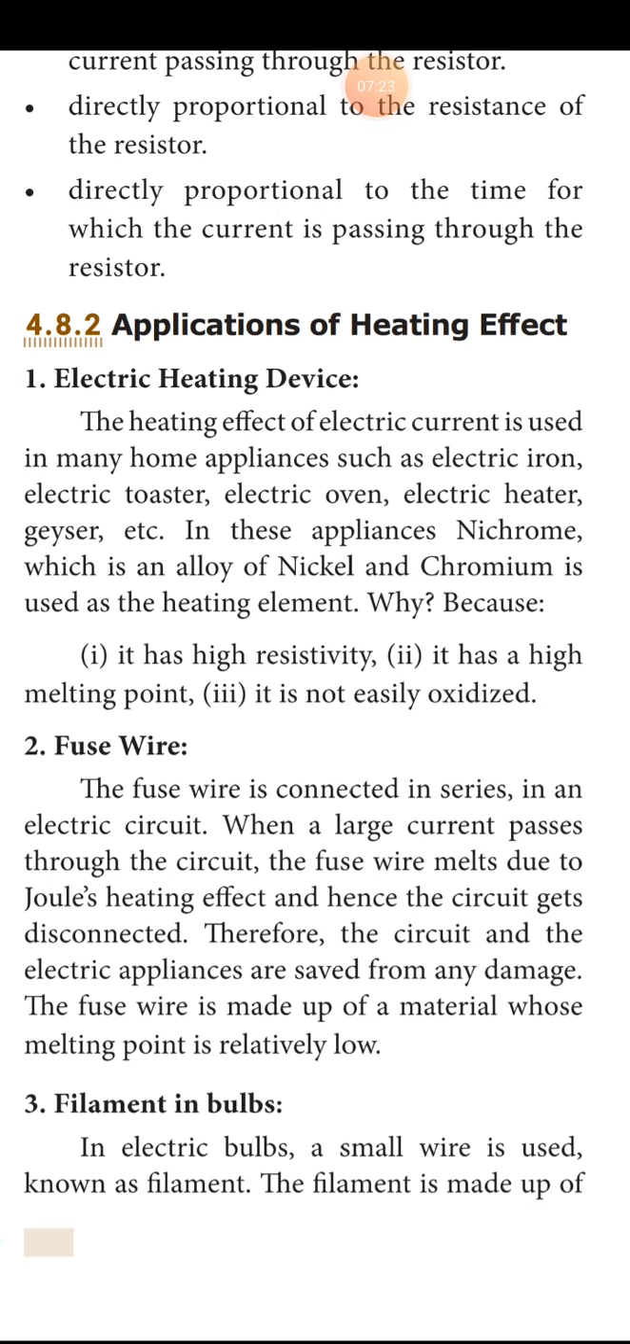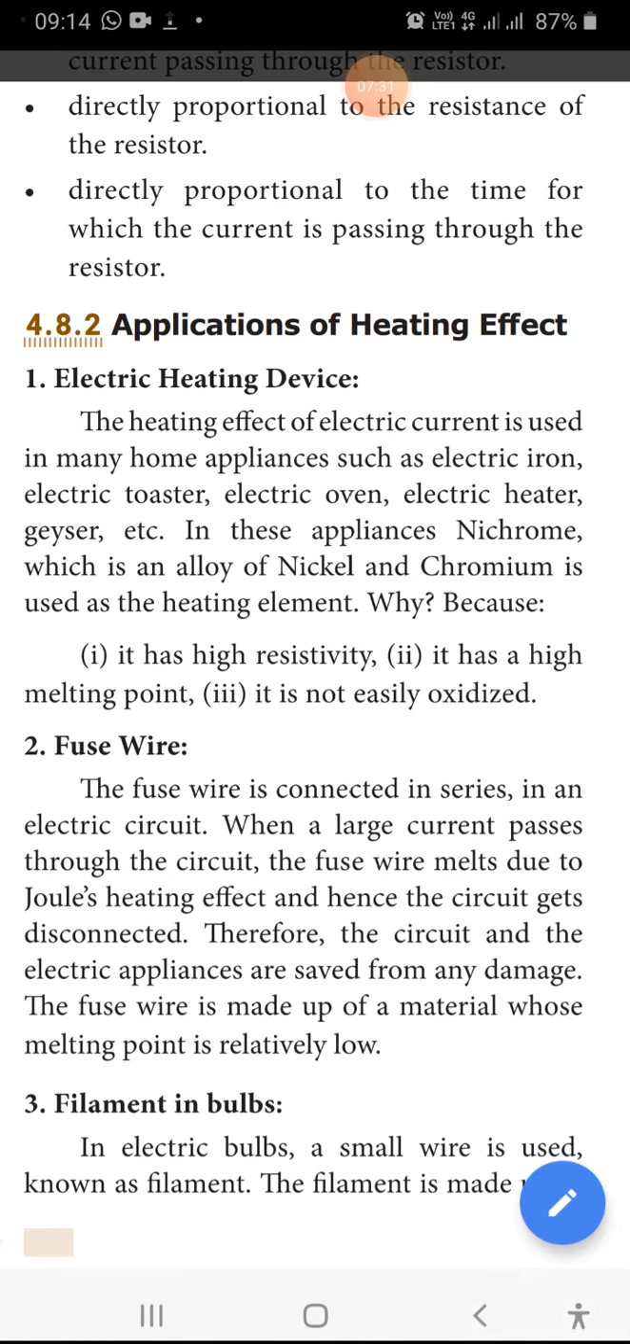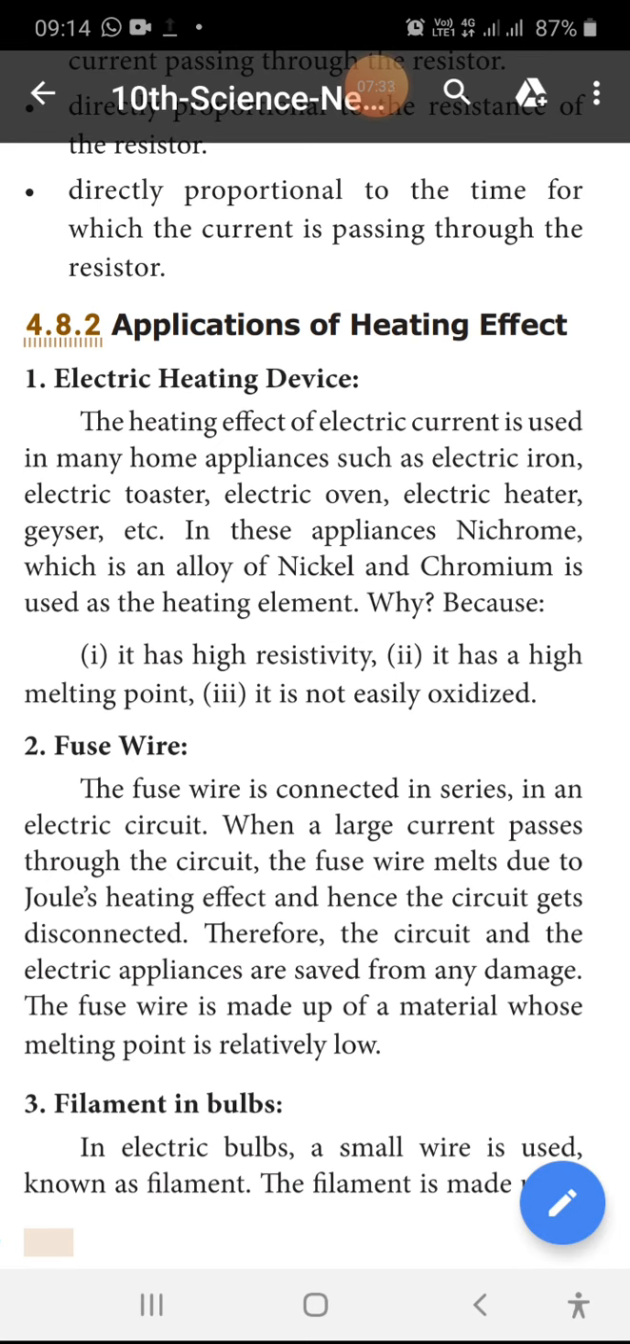The heating effect of an electric current is used in many appliances such as electric iron, electric toaster, electric oven, electric heater, geyser, etc. In these appliances, nichrome, which is an alloy of nickel and chrome, is used as the heating element. Why is nickel used? Why not aluminum and copper? Because nickel has high resistivity, high melting point, and is not easily oxidized.